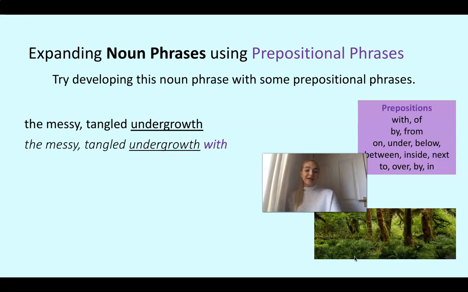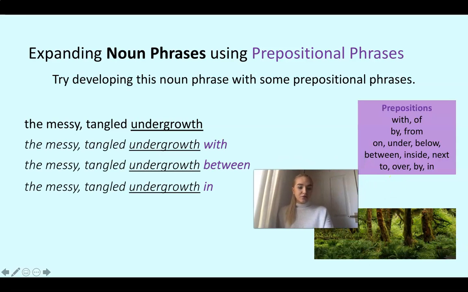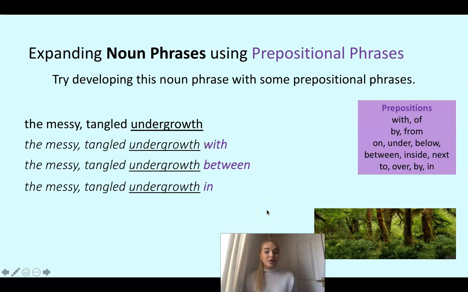Now what I would like you to do is expand these prepositional phrases using the prepositions with, between, and in. So what is your prepositional phrase going to be? Remembering that we are talking about the messy, tangled undergrowth with. What does it have with it? What might it have with it? The messy, tangled undergrowth between. What is the undergrowth between in the rainforest? The messy, tangled undergrowth in. Where is the undergrowth? Where is it in the world? Is it in the shops? No, it's not. So where is it?